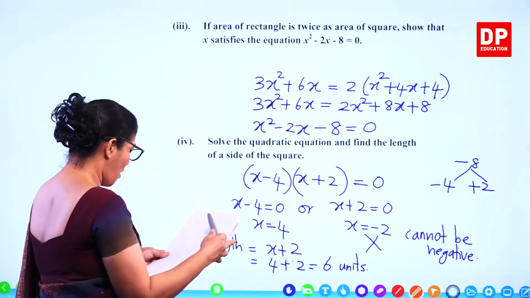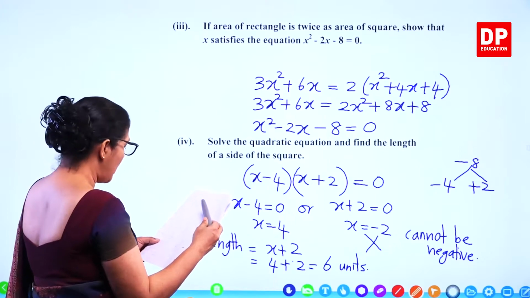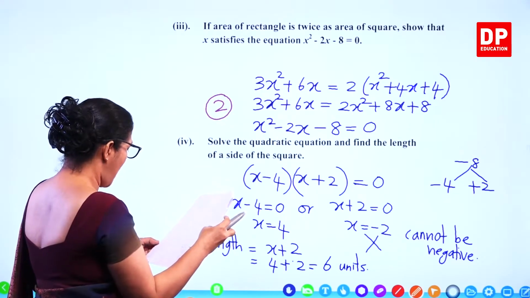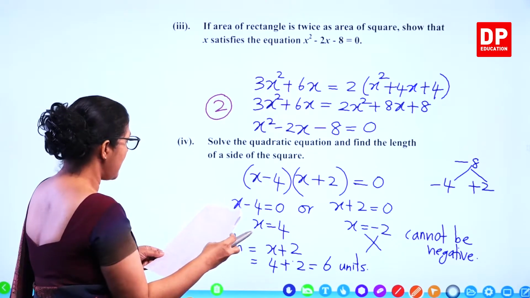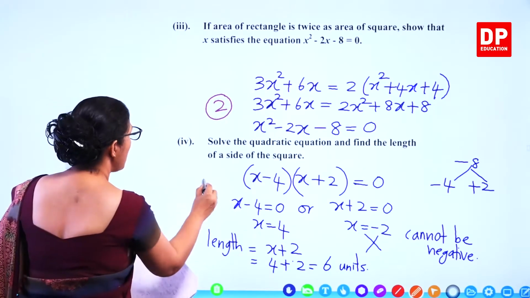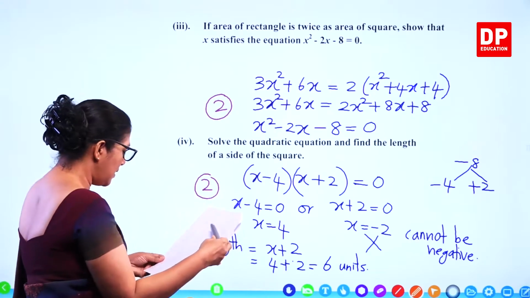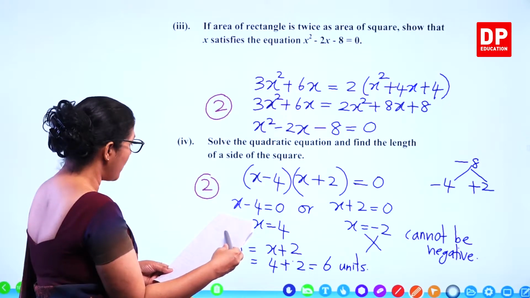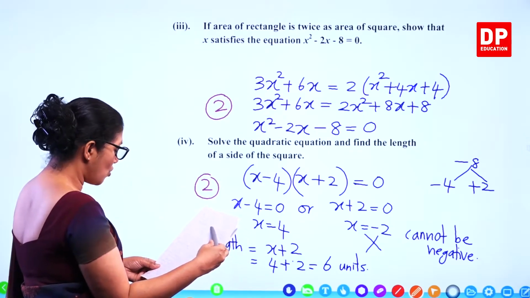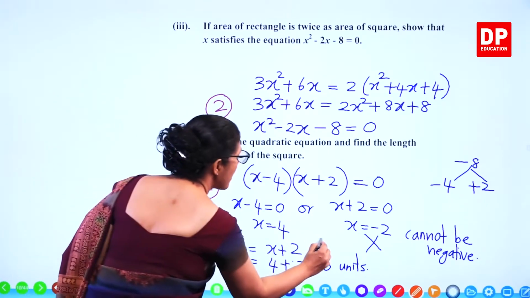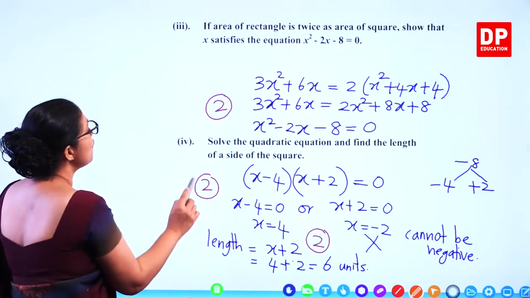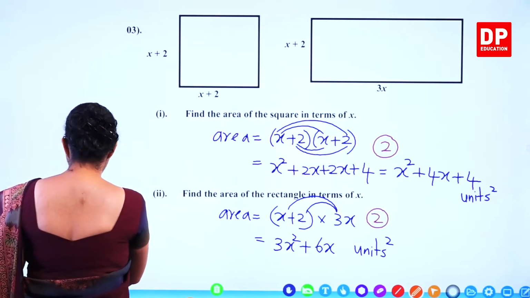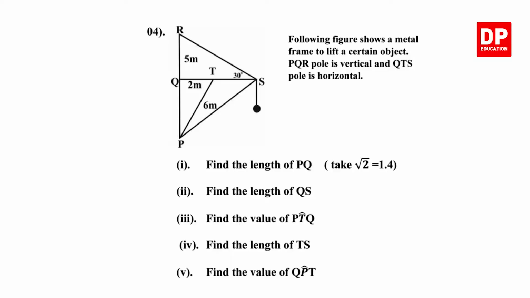So let's see how many marks. Showing the equation, you get 2 marks. And factorize and get x equals 4 and minus 2, 2 marks. And the final one, the side of the square, you get 6 units. So that's also 2 marks. So 2, 3, 4, 5, 6, 7, 8, 9, 10 marks for that question as well.